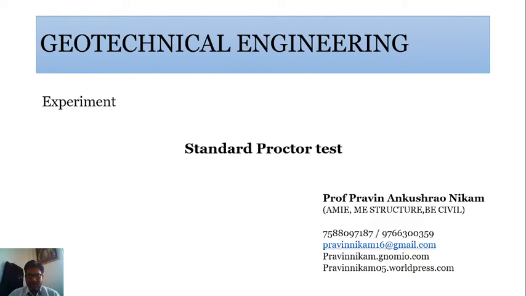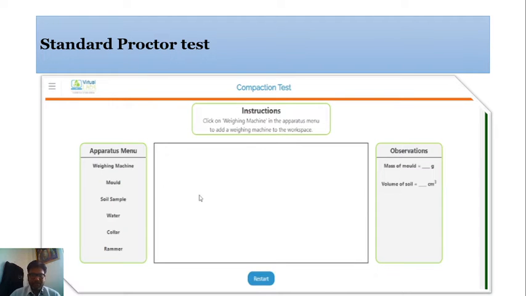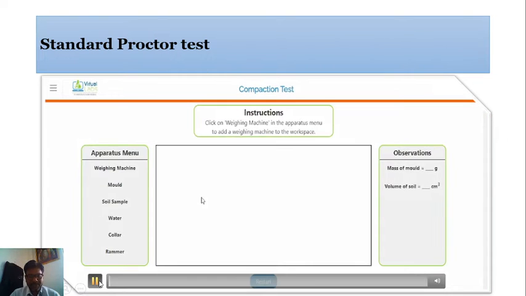Today we are learning about an experiment, the standard Proctor test. So let's see the experiment. For this experiment we require a weighing machine, mold, soil sample, water, collar of the mold and a rammer. So let's start the experiment.